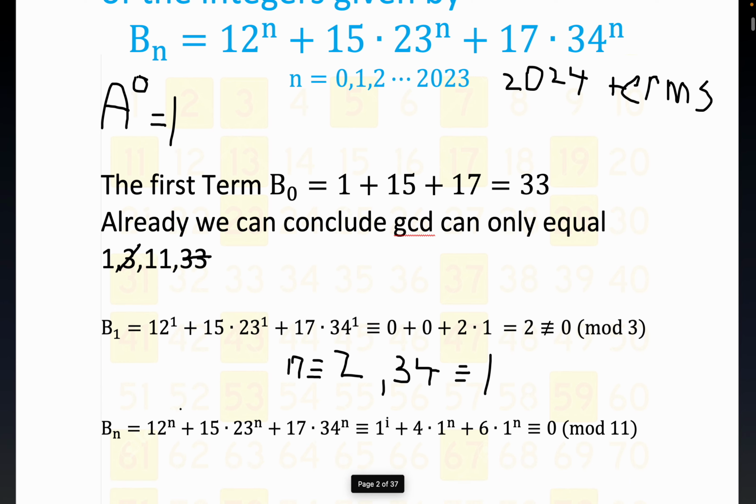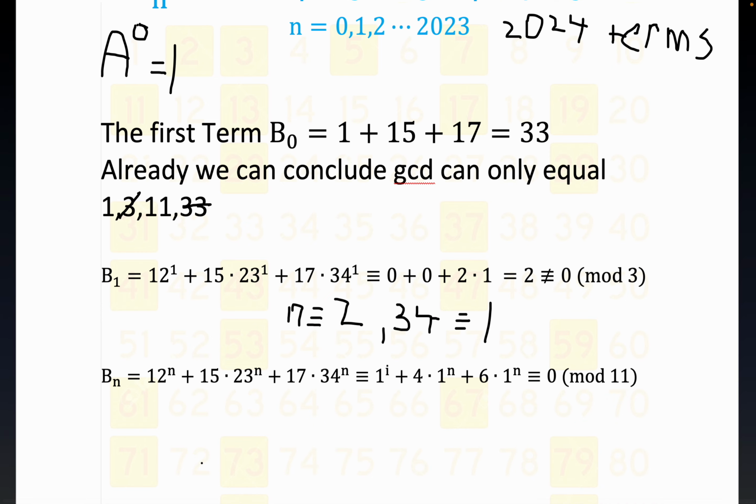Now let's take a look at the second step, because this is the crux of the entire problem. Notice that 12 is congruent to 1 mod 11. We're checking 11 because 11 is the only thing left in our list. If this doesn't work out, then the answer would just be 1. But this is 1. 15 is congruent to 4. Notice that 23 is congruent to 1 mod 11 because 2 times 11 is 22. So that's why you have the 1 here. And similarly, we've seen that 34 is congruent to 1 also. So that's how we get this.